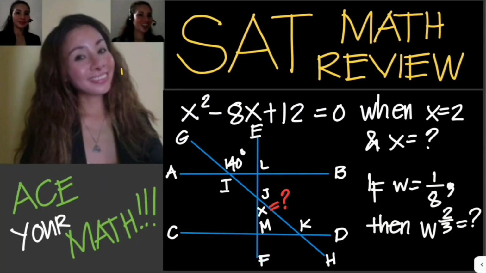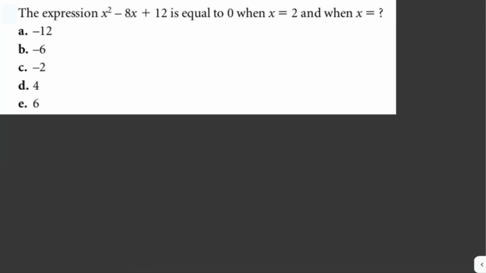Let's solve some problems here. The expression x squared minus 8x plus 12 is equal to 0 when x equals 2 and when x equals what?